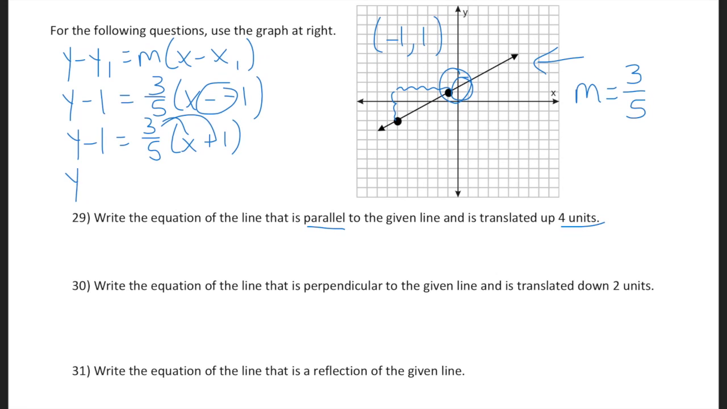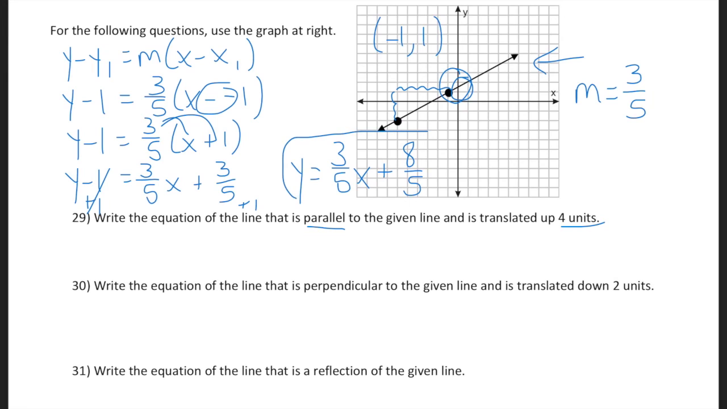Distributive property, y minus 1 equals 3/5 x plus 3/5. Add 1 to both sides. 1 is 5/5. So 3/5 plus 5/5 is 8/5. Here's the equation of the line that exists. If I'm going to go parallel, I need to use the same slope. So y equals 3/5 x.